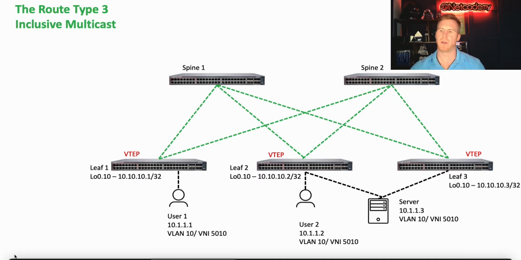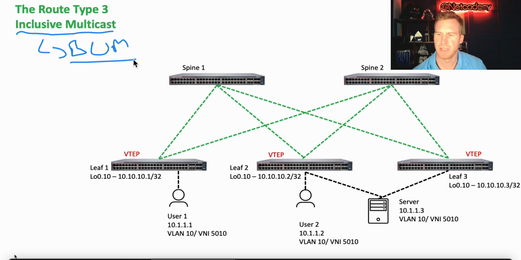And now we move on to route type 3, that is called the Inclusive Multicast. Now, I actually do disagree with this name. That is the official name for EVPN route type 3, because we aren't just talking about multicast here, we're actually talking about broadcast, unknown unicast, and multicast traffic. Obviously, we know the acronym BUM: broadcast, unknown unicast, multicast. So this type 3, yes, it's dealing with all aspects.